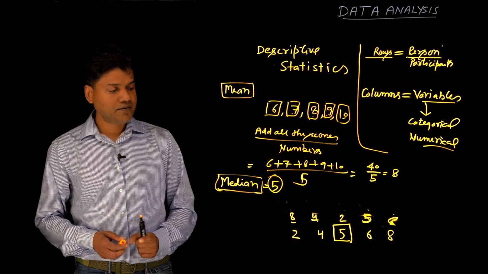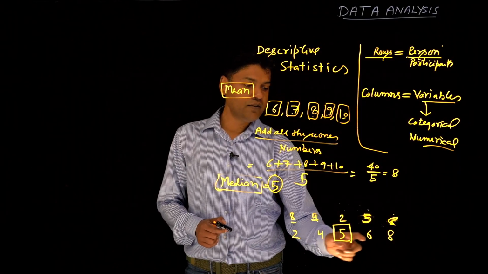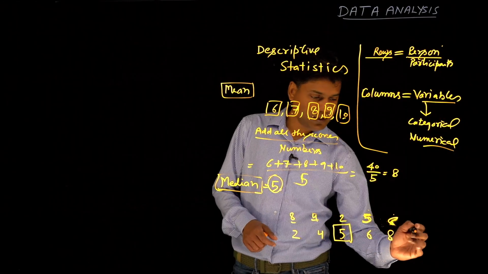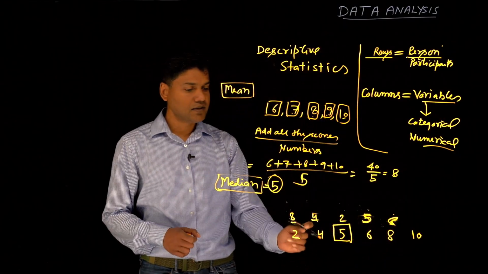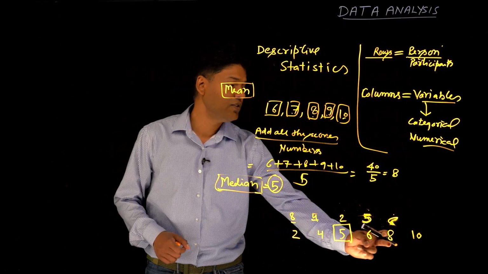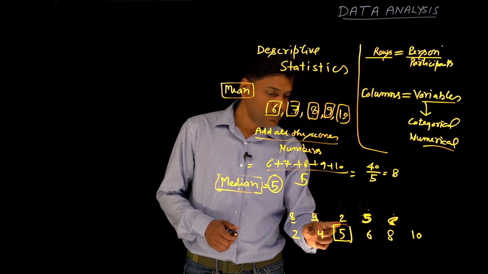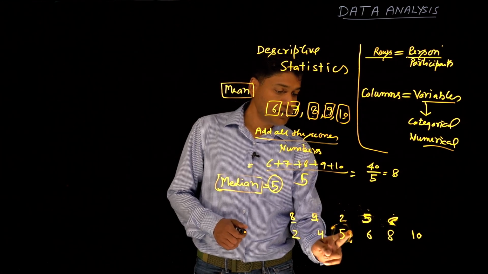Now let's say the numbers here are odd in count, 1, 2, 3, 4, 5. What if I add another value? So now there are 6 values, 1, 2, 3, 4, 5, 6. Now how will I calculate the central tendency, the median, of this data set?